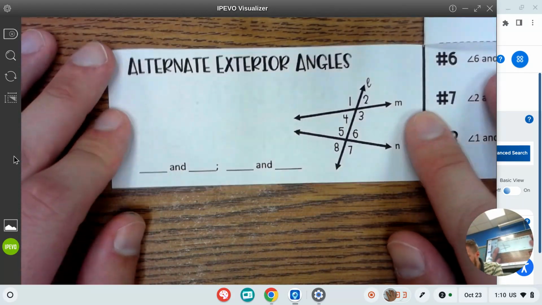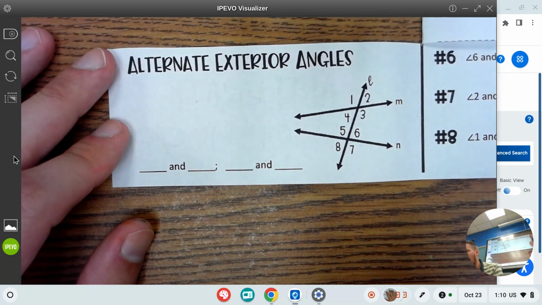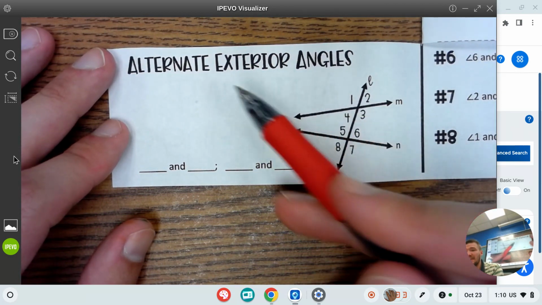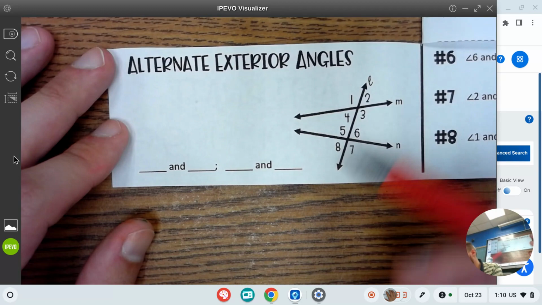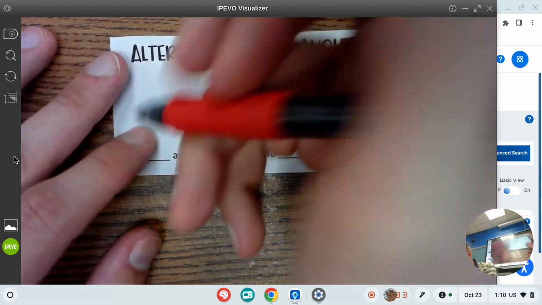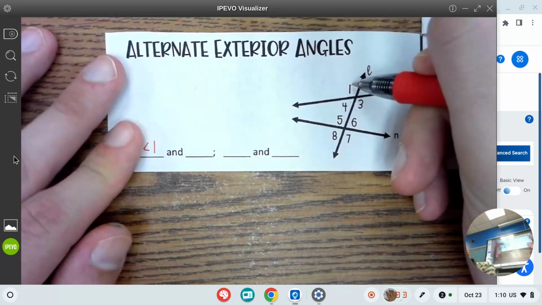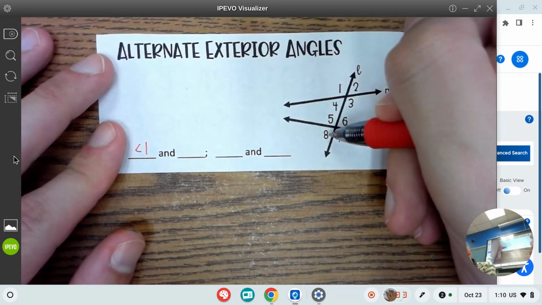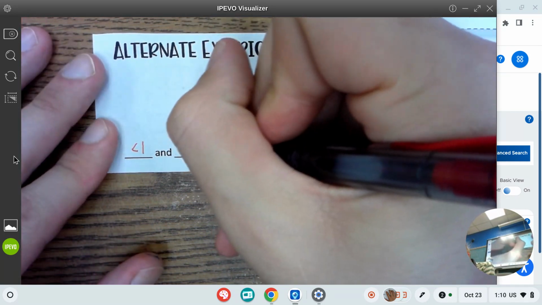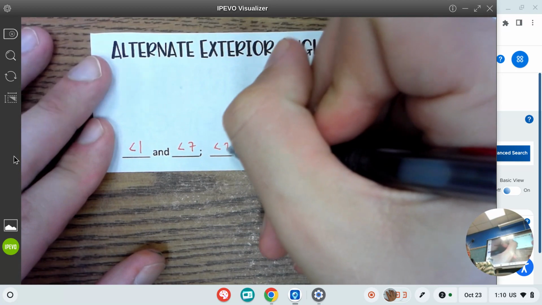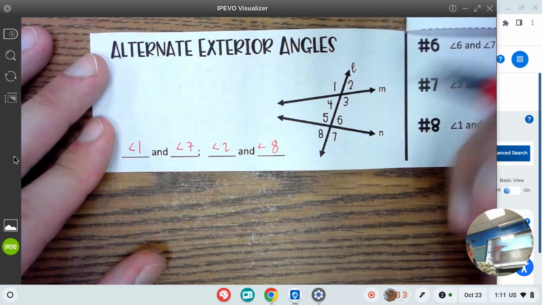Alternate exterior angles, that means they should be on opposite sides, and they should be on the exterior all the way out, not in the middle. That would be 1, and the other side exterior 7, 2 and 8.